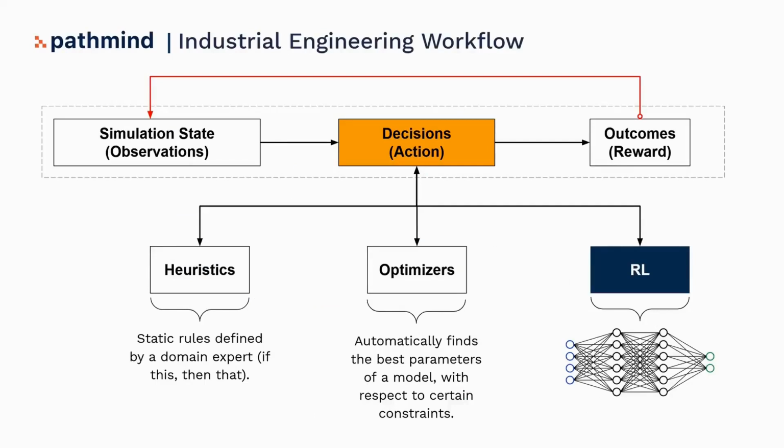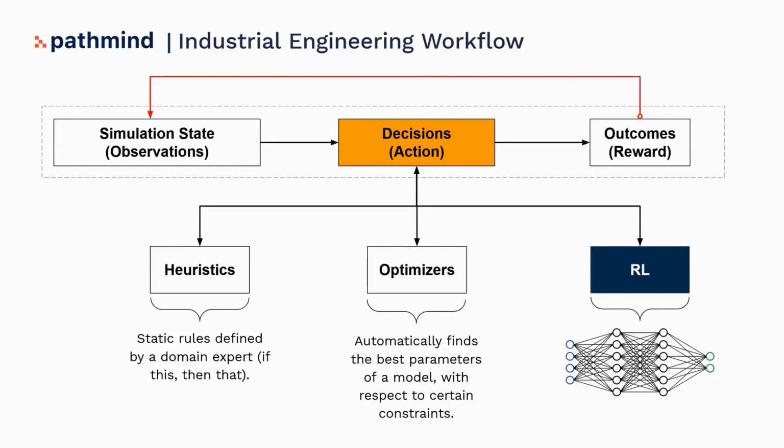Okay, so now here's how Pathmind fits into an industrial engineering workflow. At the top, you can see a simplified workflow illustrating how simulation can be used to optimize real-world use cases. This is your simulation environment, and it is your vehicle for exploring scenarios with the goal of improving business outcomes. So using simulation as a vehicle, you can optimize your simulation in 3 ways.